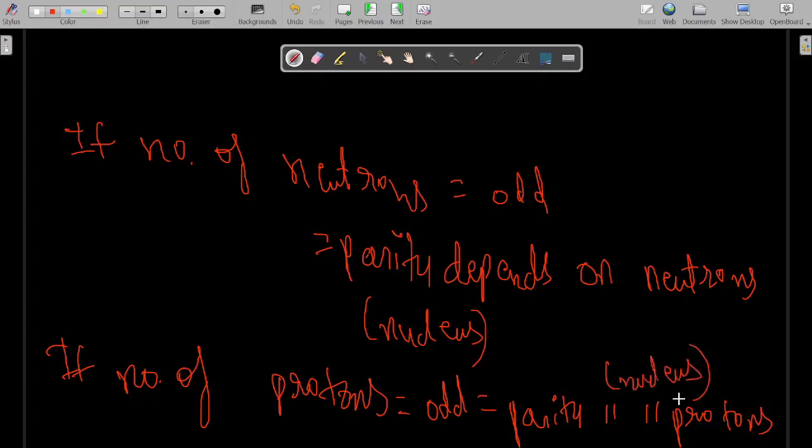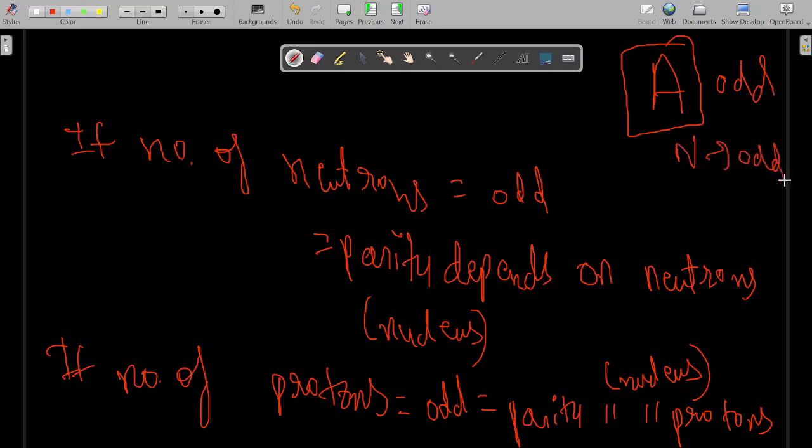So in short, when the atomic mass number A is odd, you must look at whether N is odd or Z is odd, and decide accordingly. Then you should decide whether to write the nuclear configuration for neutrons or for protons. You can decide that on the basis of whether Z is odd or N is odd. So that is the thing.